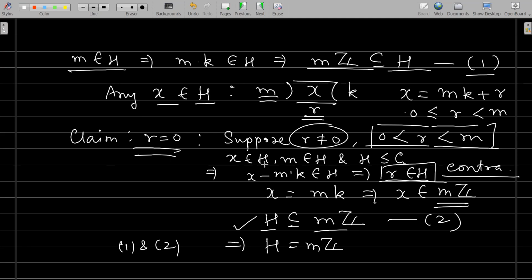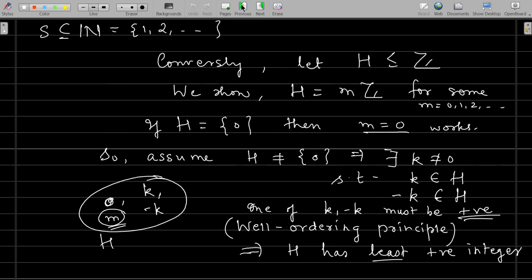But once R is 0, I get X is MK. And that implies X belongs to MZ. And that will imply, in fact, that two things are equal. So now we are showing every subgroup of Z, for some M, has to be of the form MZ. Okay, I can repeat. So now we are showing a subgroup of Z is MZ. So if H is just 0, fine, M equals 0.